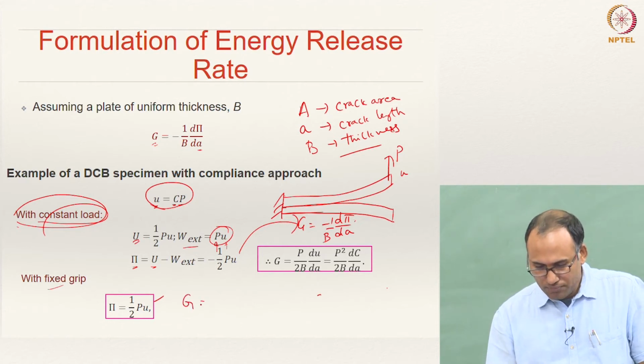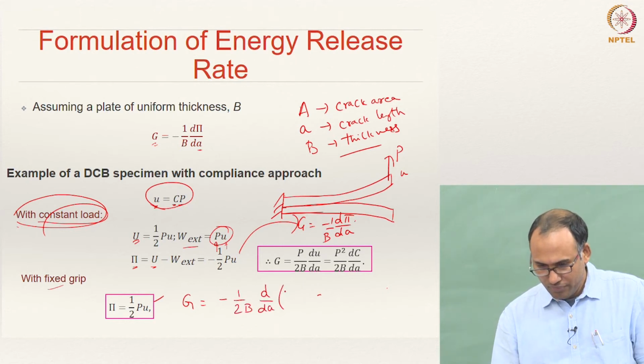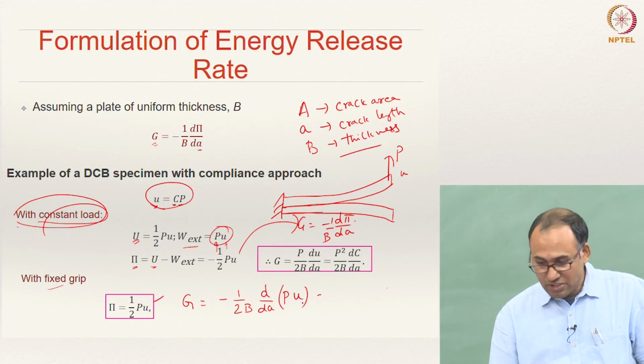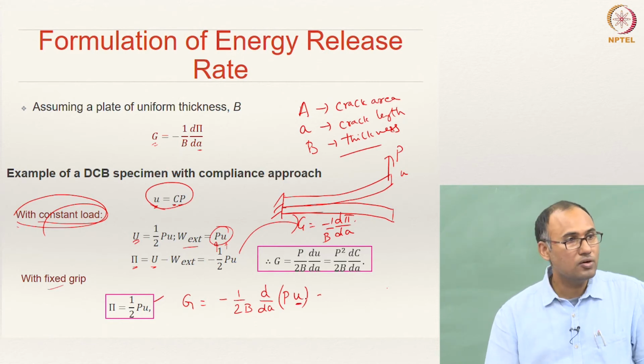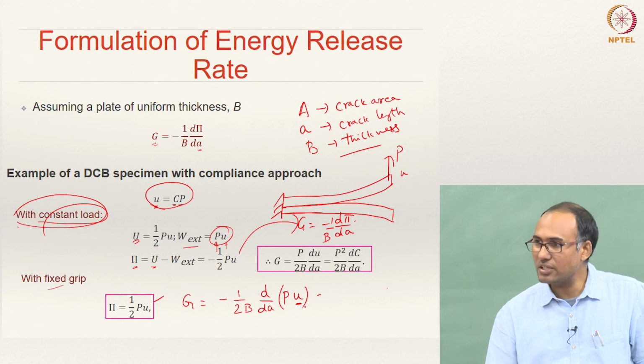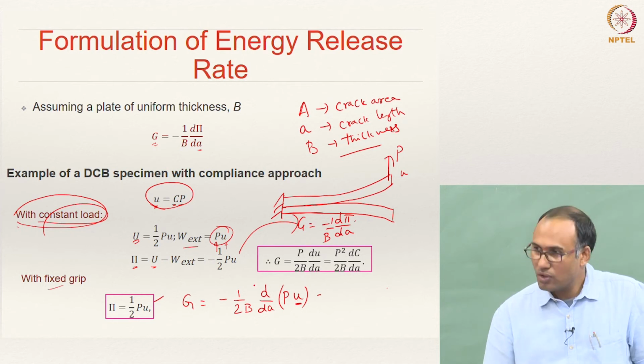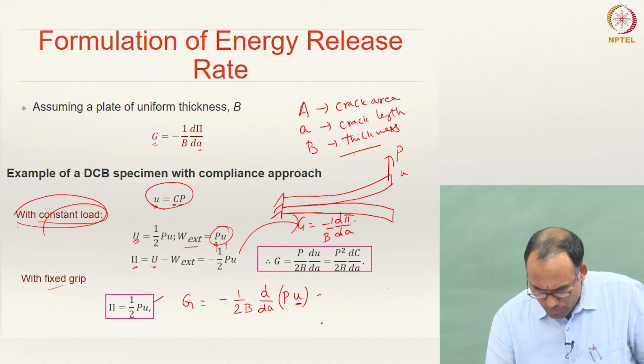Then G equal to minus 1 by 2b d by dA of Pu, right? Now here what is constant? Displacement is constant, not the force. If the displacement is constant, we should write force in terms of displacement, right? So do that. Did we do the same thing or what?